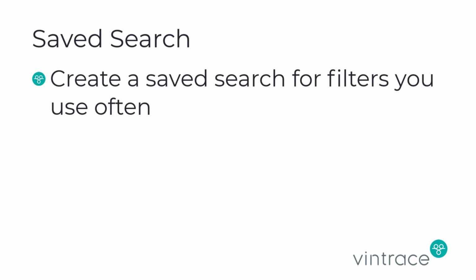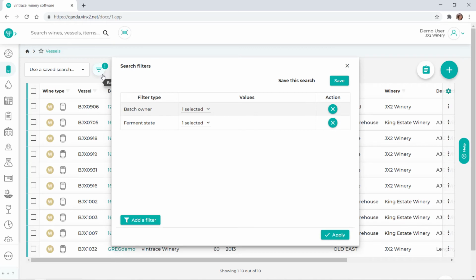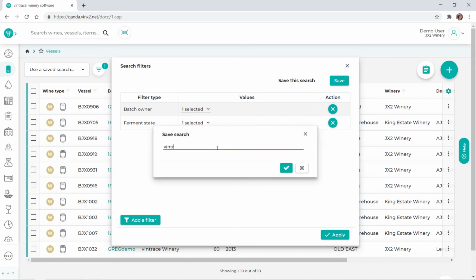If the filter that you created is one that you use often, you can create a saved search. A saved search is when you create a filter and give it a name. This lets you apply the filter to the page without having to re-specify the filter columns and values. To create a saved search, click Save from the Search Filters window, then enter a name for the search.